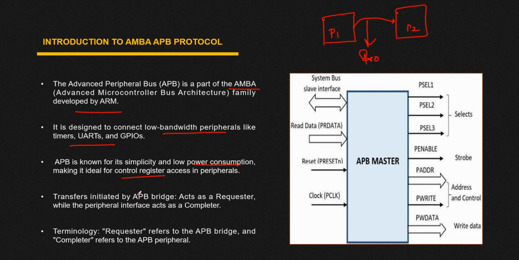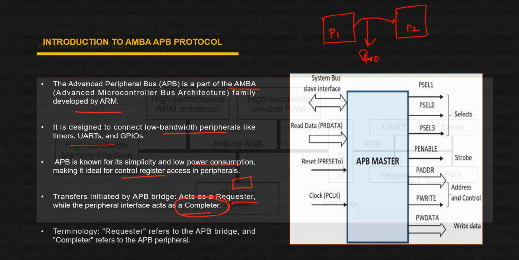Now the transfer is initiated by the APB bridge, which acts as a requester. Whoever is fulfilling and completing that transfer is known as a completer. So the master who is initiating the request is known as the requester, and the slave who is completing that request is known as the completer. Okay, this is the basic terminology which I have already discussed with you.